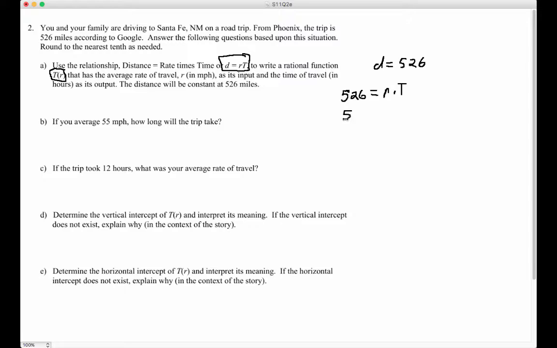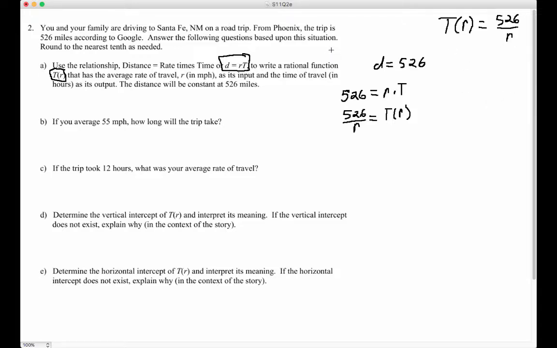We see that if we take 526 and divide that by r, we're going to get back capital T of r. In other words, we'll have t as a function of r. We'll have solved it for t. So let me put that up over here in the corner where we can keep it front and center. So T of r is going to be equal to 526 divided by r. All right, great.